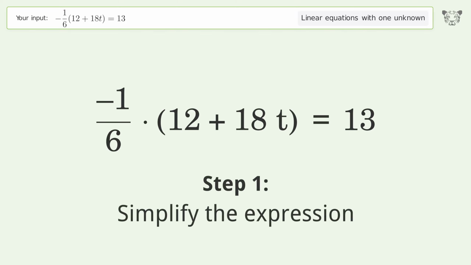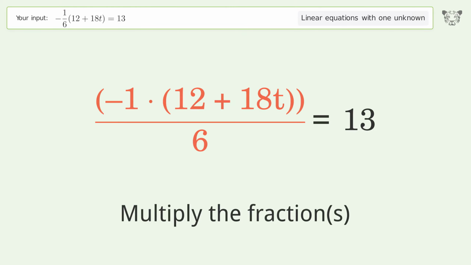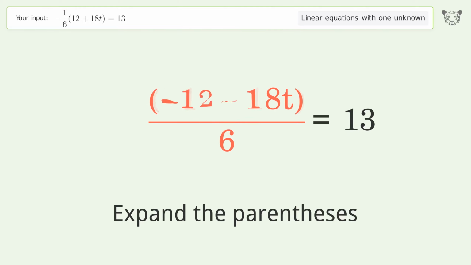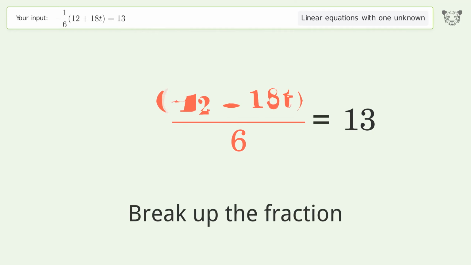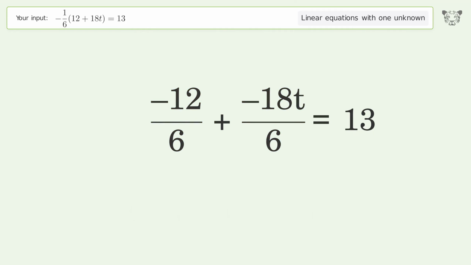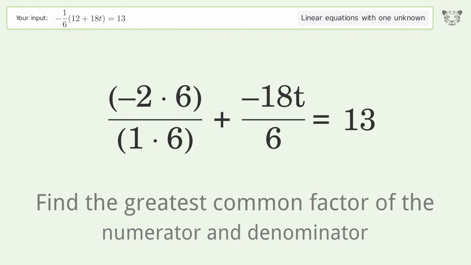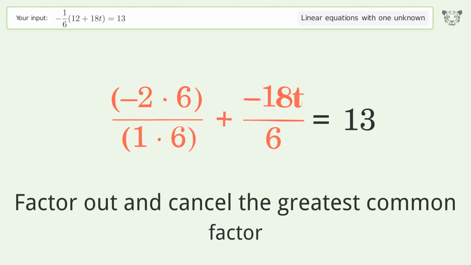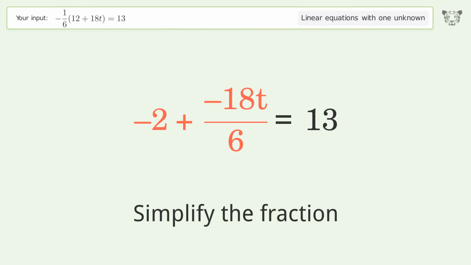Simplify the expression. Multiply the fractions. Expand the parentheses. Break up the fraction. Find the greatest common factor of the numerator and denominator. Factor out and cancel the greatest common factor. Simplify the fraction.